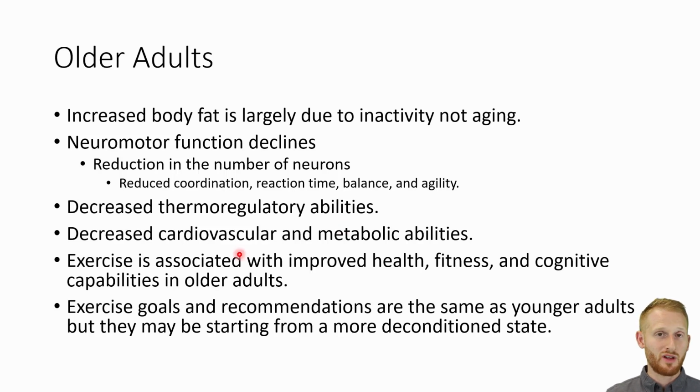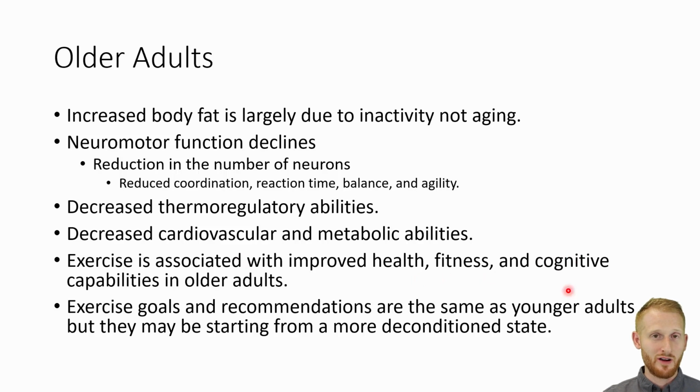Older adults are also going to develop decreased cardiovascular, cardiorespiratory, and metabolic abilities as they age. So they're not going to be able to pump as much blood around the body. They're not going to be able to exchange as much oxygen because they're not pumping as much blood. And they're also going to decrease their metabolic ability. A lot of these things can be negated to a large degree with exercise, but just keep in mind that most older adults that you're going to deal with are going to be not as good at this as what you would see in a younger adult.